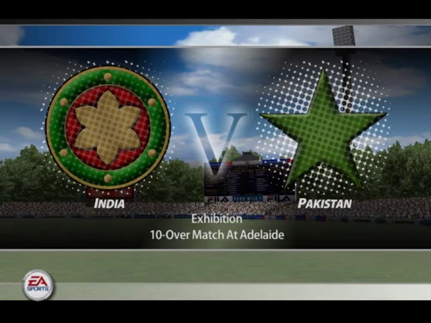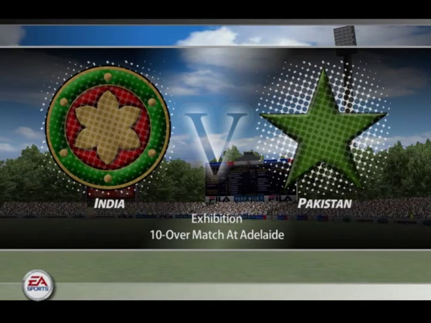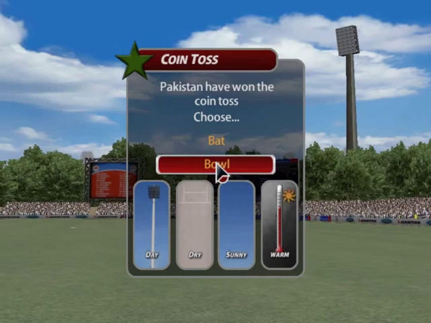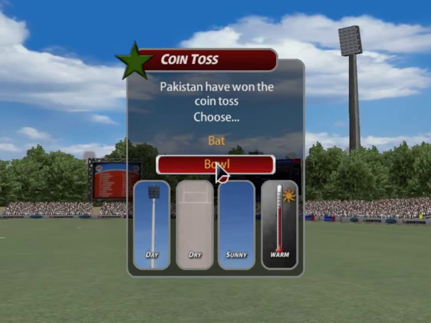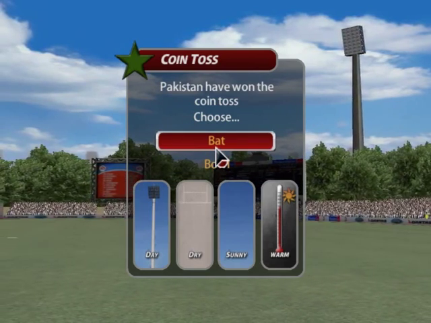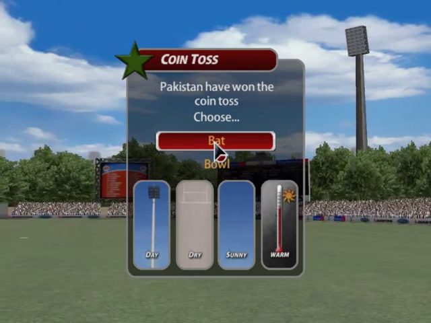Welcome to the exhibition match between India and Pakistan at Adelaide. Jim Maxwell is with me in the commentary box for this game. Thanks, Richie. It's a beautiful sunny day here today. The temperature is just perfect.